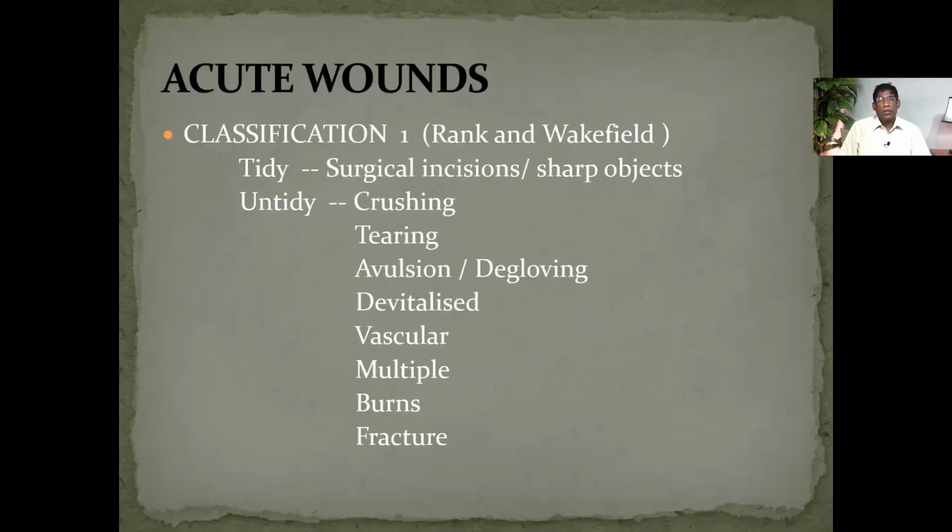First, I'll classify acute wounds. There are several classifications. One classification divides them into tidy and untidy wounds. Tidy wounds are surgical incisions and injuries caused by sharp objects. Untidy ones are crushing, tearing, avulsion, degloving, devitalized, vascular and multiple injuries, burns, and fractures. Those are called untidy acute wounds.